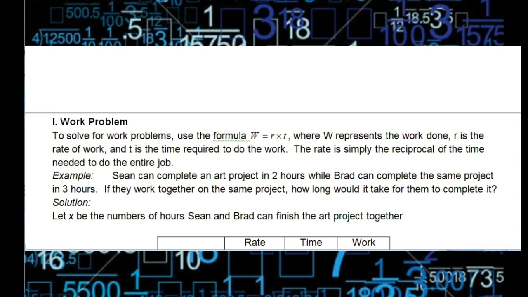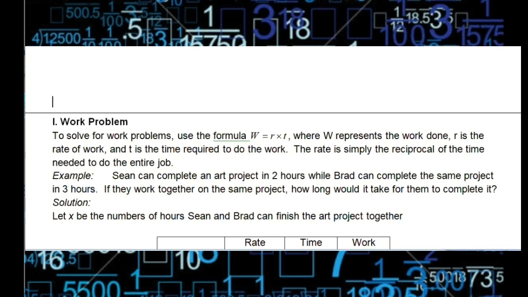Kung kaya mo matapos ng trabaho ng 2 hours, so ang rate mo, 1/2. So, yun ang ibig sabihin ng rate. Kasi pag hours lang, time yun. And the time required to do the work, yun yung sinasabi ko. The rate is simply the reciprocal of the time needed to do the entire job. Yun nga, kung 2 hours ka nag-work, kaya mo matapos yung work, so 1/2 yung rate mo. Get the reciprocal of 2.